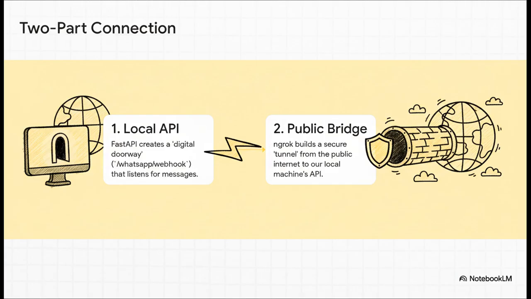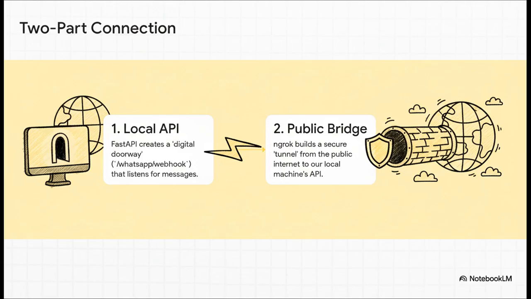The connection is basically a two-part system. First, we use a tool called FastAPI to build what you can think of as a digital doorway on our computer. It's an API endpoint that's just sitting there, always listening for messages. But this doorway is private. It's only on our local machine. So to open it up to the world, we use a second tool called LangGraph.